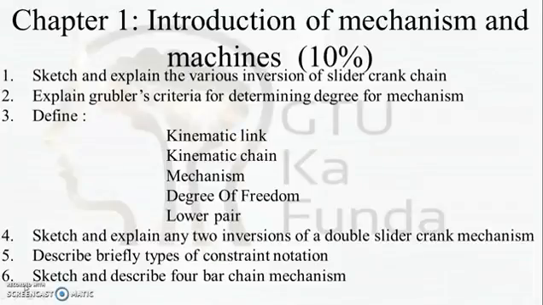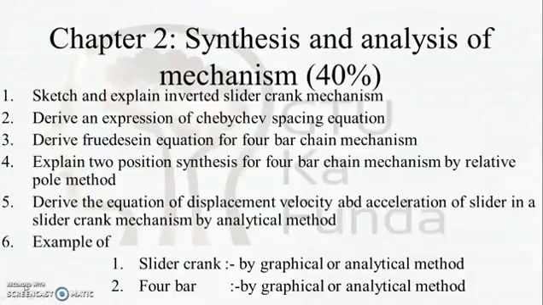But as of now, for chapter 1: sketch and explain the various inversions of slider crank mechanism, Grubler's criteria for determining the degree of freedom of a mechanism, and kinematic link, chain, mechanism, degree of freedom, lower pair, and sketch of any two inversions. There are 6 questions on the screen that are important for chapter 1, Introduction to Mechanism and Machines. Now chapter 2 comes, Synthesis and Analysis of Mechanism.